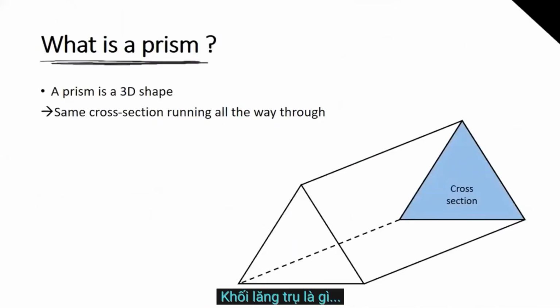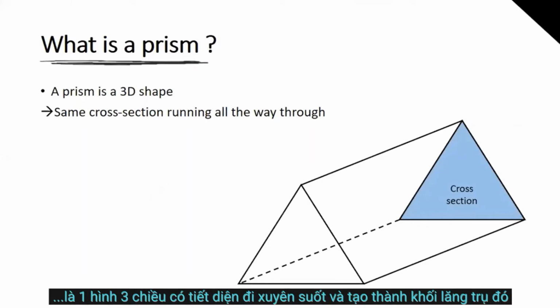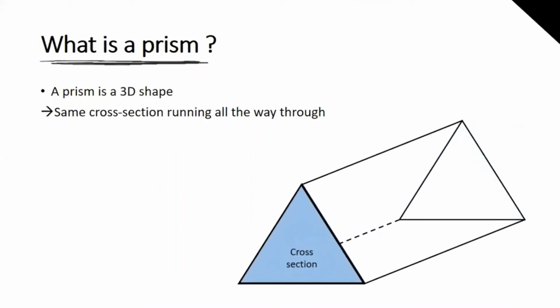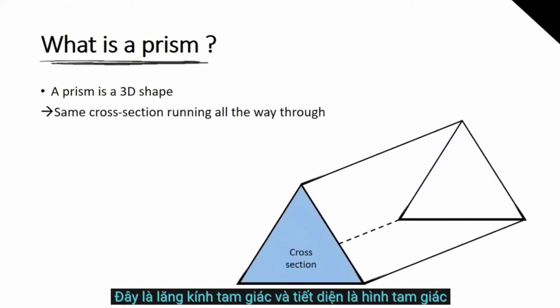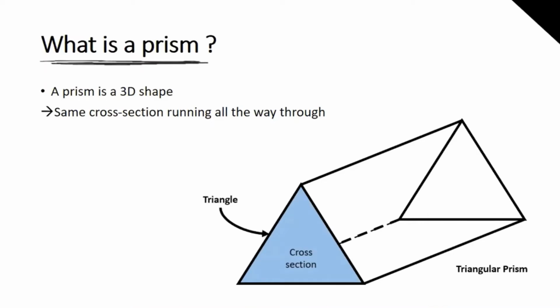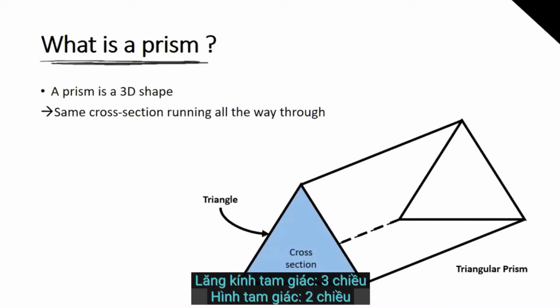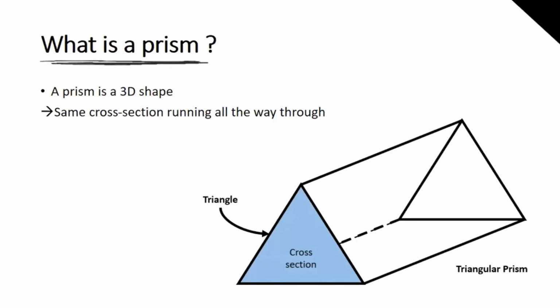So what is a prism? A prism is a three-dimensional shape which has the same cross-section running all the way through. As you can see in the picture, that is the cross-section that runs all the way through. It is called the triangular prism, and the cross-section is a triangle. One is the 3D shape and one is the 2D shape.